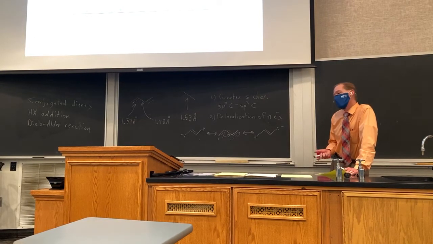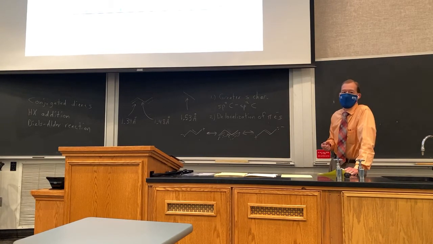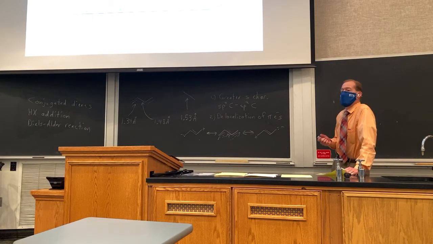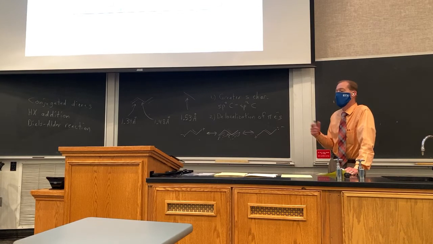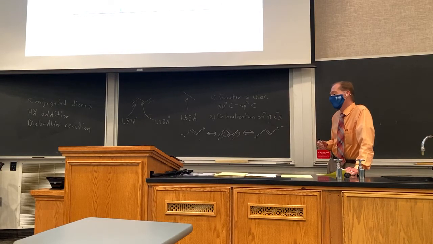I mentioned in the last lecture that conjugation, or delocalization of the electrons due to conjugation, leads to increased stability. So conjugated dienes are more stable than isolated dienes. And we learned last semester that heats of hydrogenation can be used as a way of comparing the relative stabilities of alkenes. So we're able to use heats of hydrogenation to determine the difference in energy, the difference in stability between a conjugated diene and an isolated diene.